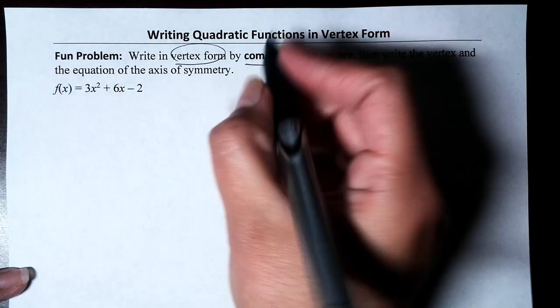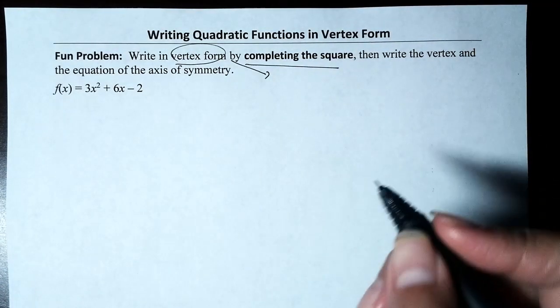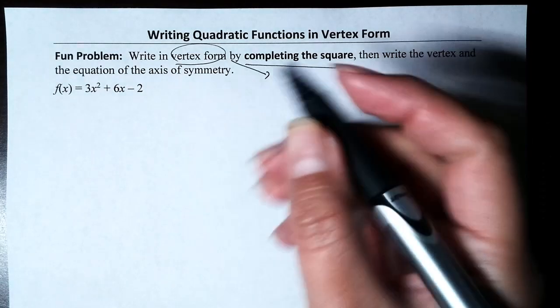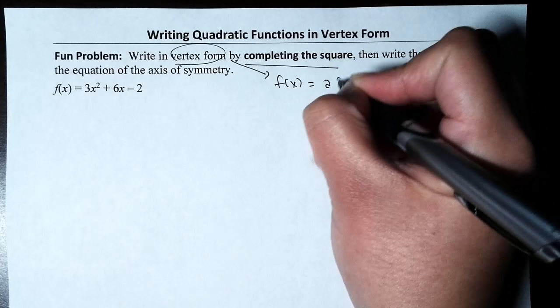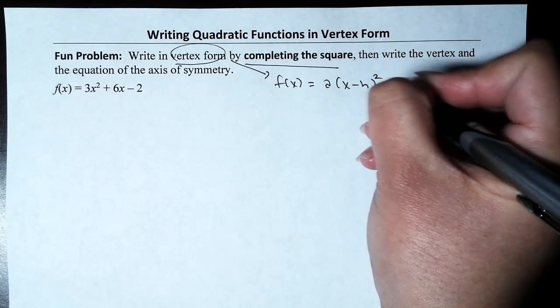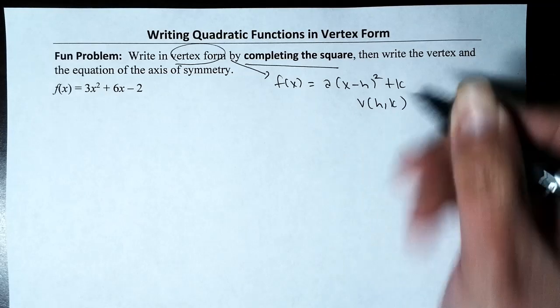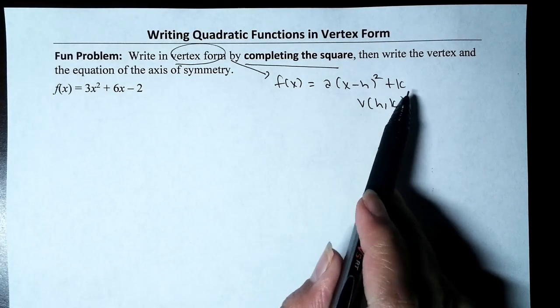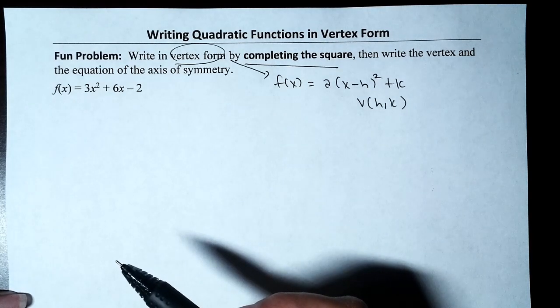So a gentle reminder, what does vertex form look like? A quadratic function is said to be in vertex form if it looks like this: f of x or y equals a times the square of x minus h, plus k, where the vertex is given by (h, k). So what's after the minus, and what is the constant term? Fantastic. Okay, so let's do this.